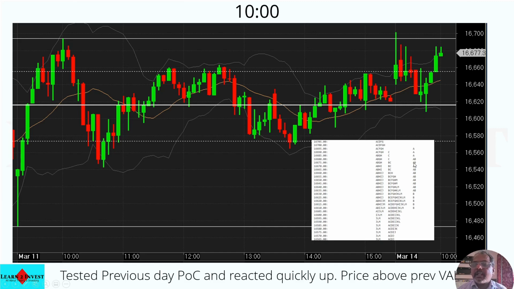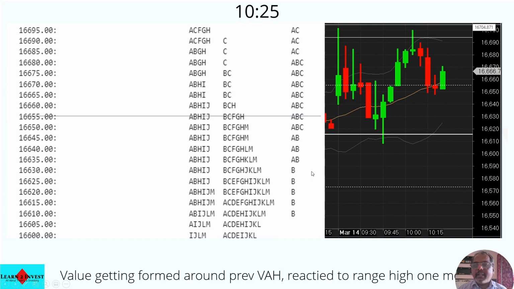We are just noting that the value area that is getting developed is around the value area high or higher than the value area high. So at 10:25, and I couldn't be sitting with my clock, so my captures are a little here and there, and even between these two captures there is a difference of 1 or 2 minutes. I hope you are okay with that.